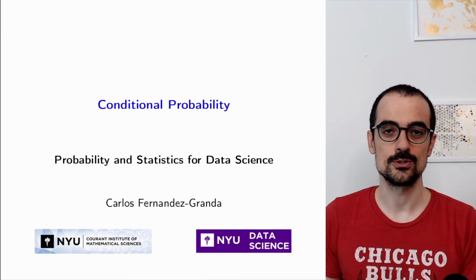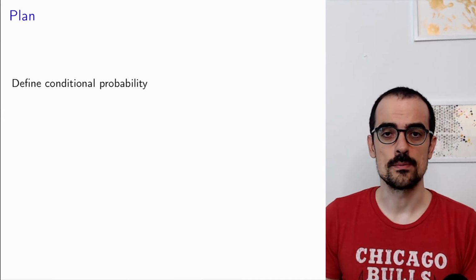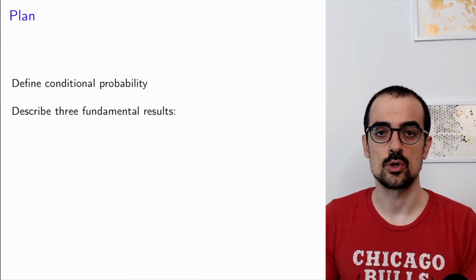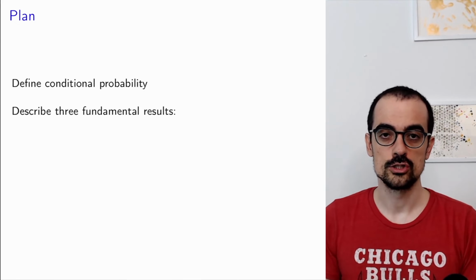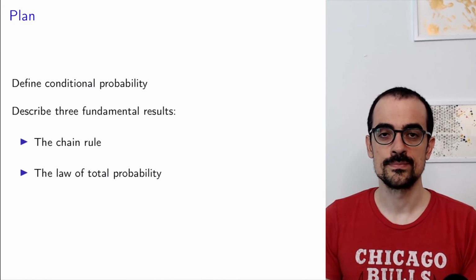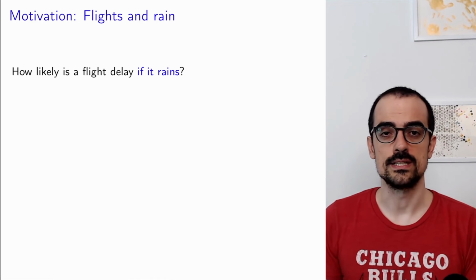Today we're going to talk about conditional probability. The plan is to define conditional probability and then describe three very important results that are used all over the place in probabilistic modeling. Those are the chain rule, the law of total probability, and Bayes rule. Okay, let's start with a motivating example.